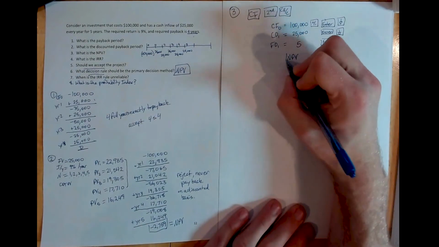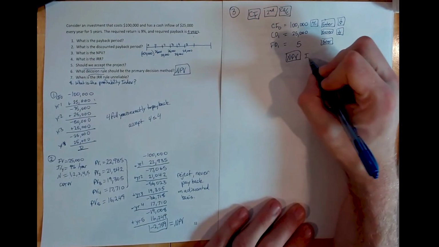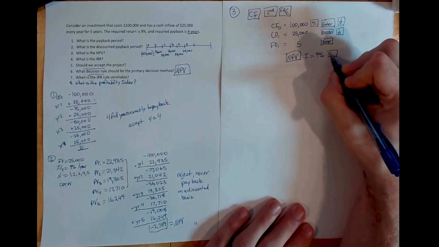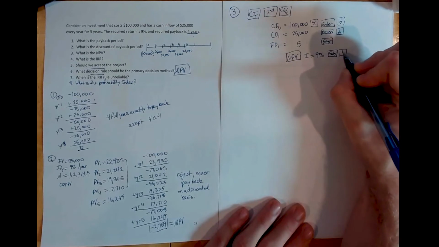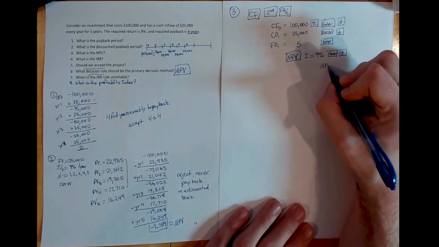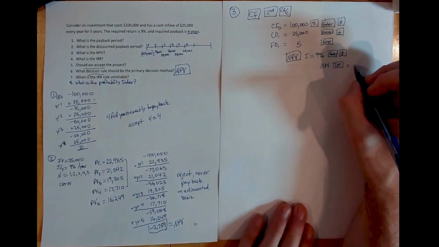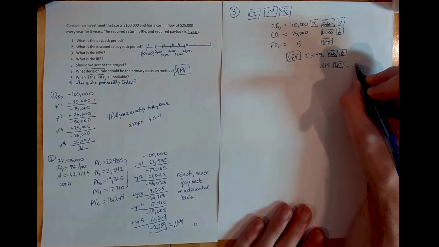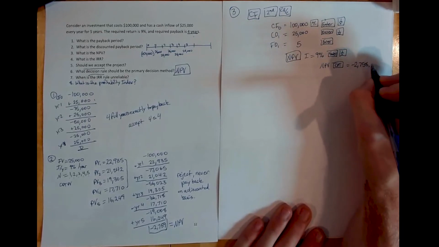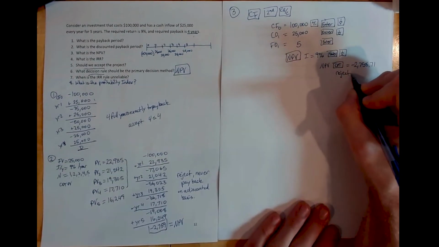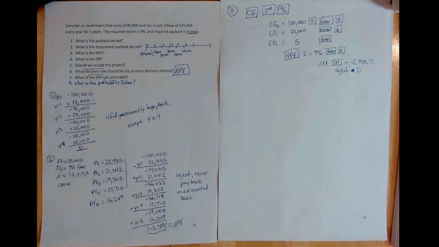I can solve for net present value by pressing the NPV button, entering the required rate of return as the discount rate, and then computing my net present value. And as we saw in the previous page, I get negative $2,758.71. Slightly different because of rounding, but again, we now have our first case of negative NPV, and we reject this project because the NPV is less than 0.